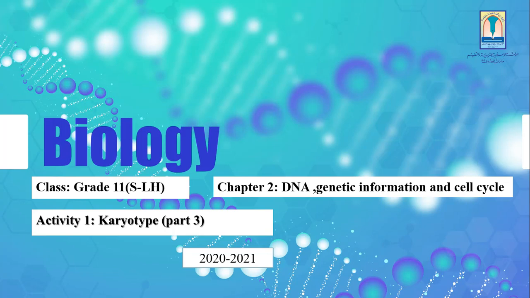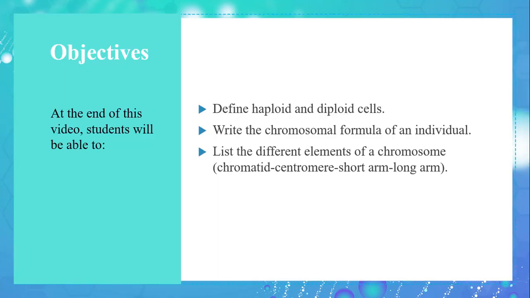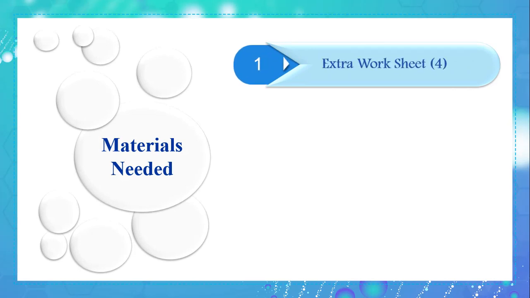Today we will continue with karyotype part 3. At the end of this video, students will be able to define haploid and diploid cells, write the chromosomal formula of an individual, and list the different elements of a chromosome. To accomplish the objectives of this lesson, you will follow up in worksheet number 4.